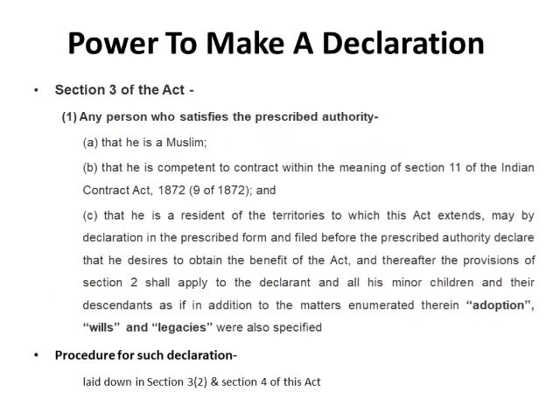The power to make a declaration. Section 3 of the Act provides that any person who satisfies the prescribed authority that he is a Muslim, that he is competent to contract within the meaning of Section 11 of the Indian Contract Act, and that he is a resident of the territories to which this Act extends, may by declaration in the prescribed form and filed before the prescribed authority declare that he desires to obtain the benefit of the Act, and thereafter the provisions of Section 2 shall apply to the declarant and all his minor children and their descendants, as if, in addition to the matters enumerated therein, adoption, wills, and legacies were also specified.